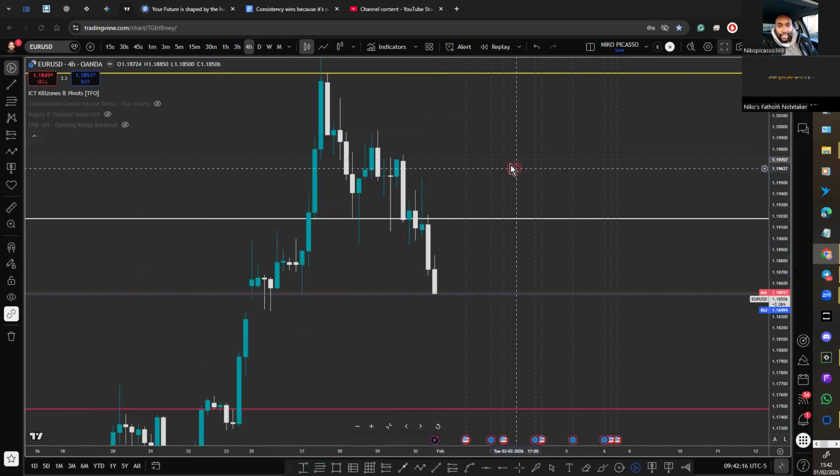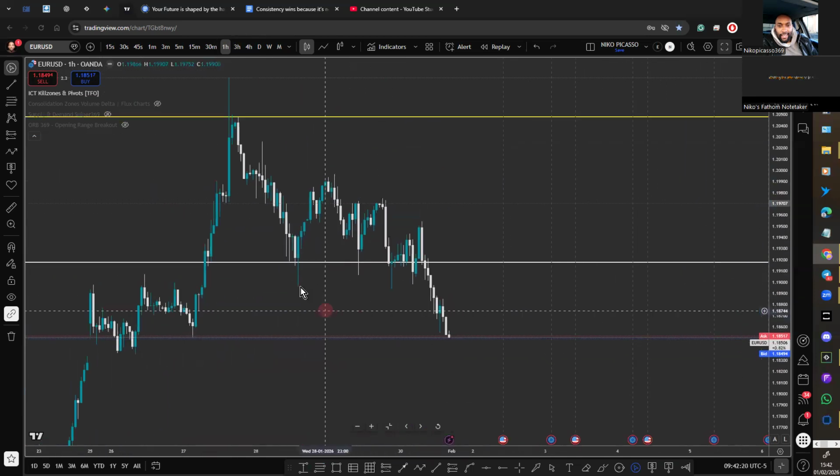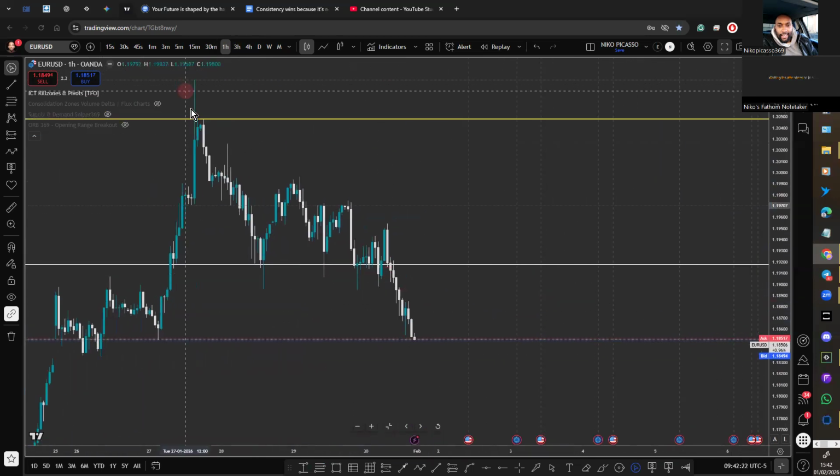Now we are on the 4-hour time frame. Let's go on the 1-hour time frame. We'll see the waves better. So we have one here. So we can just use dynamic Fibonacci first.